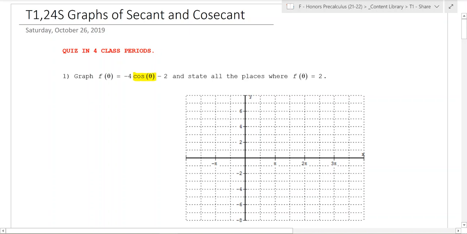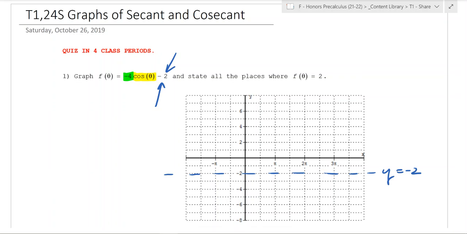So we're dealing with cosine here, and now we have a midline at -2 because of that -2. So our midline is going to be right here at y equals -2, and our amplitude is going to be 4. That negative is going to flip it over. So usually cosine starts at 1 when x is 0, but it's going to flip it over and go 4 down from the midline. 4 down from the midline will therefore put it at -6.